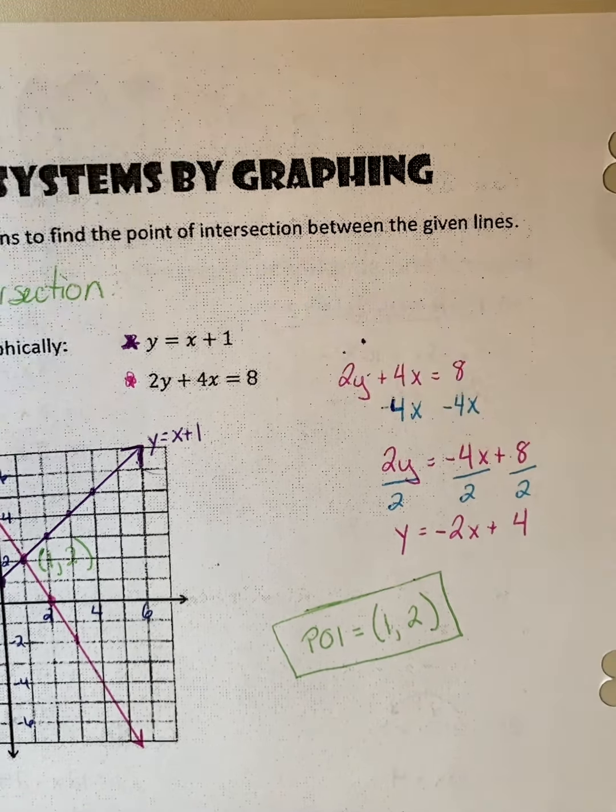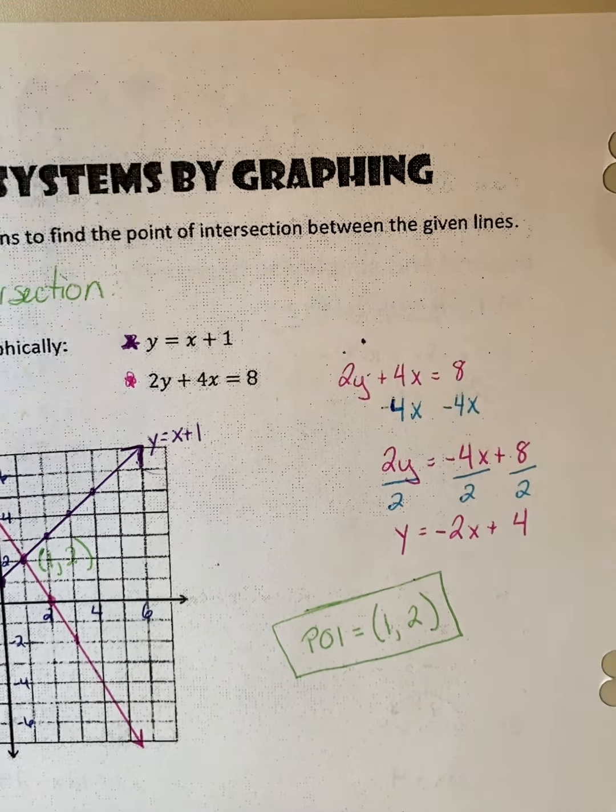Okay? And then you find where those two lines intersect. In this case, those two lines intersect at point (1, 2). So that means the solution to this system is (1, 2). All right, moving on.